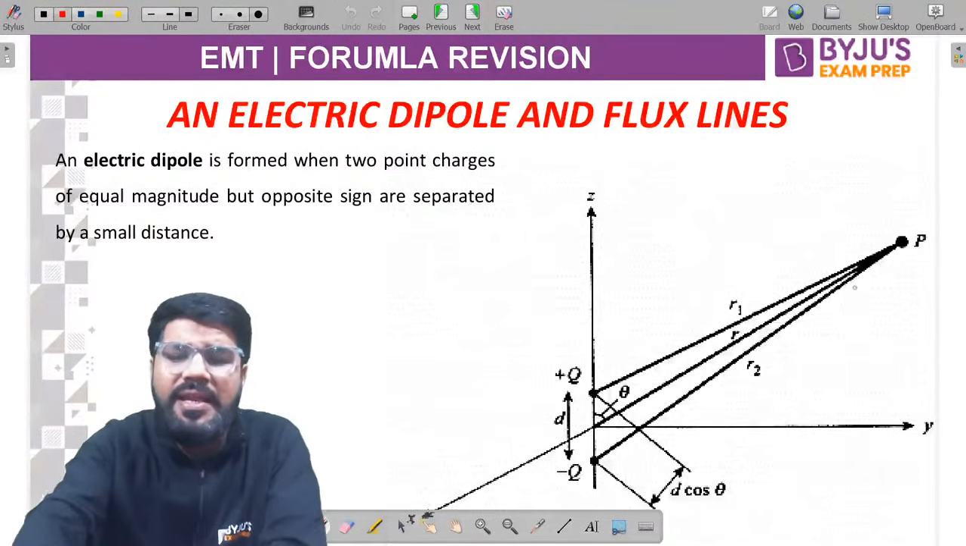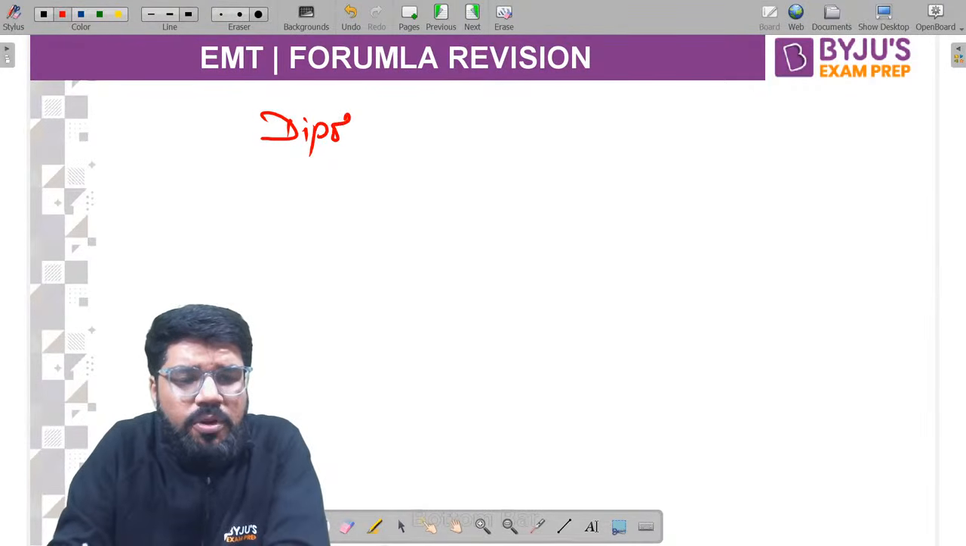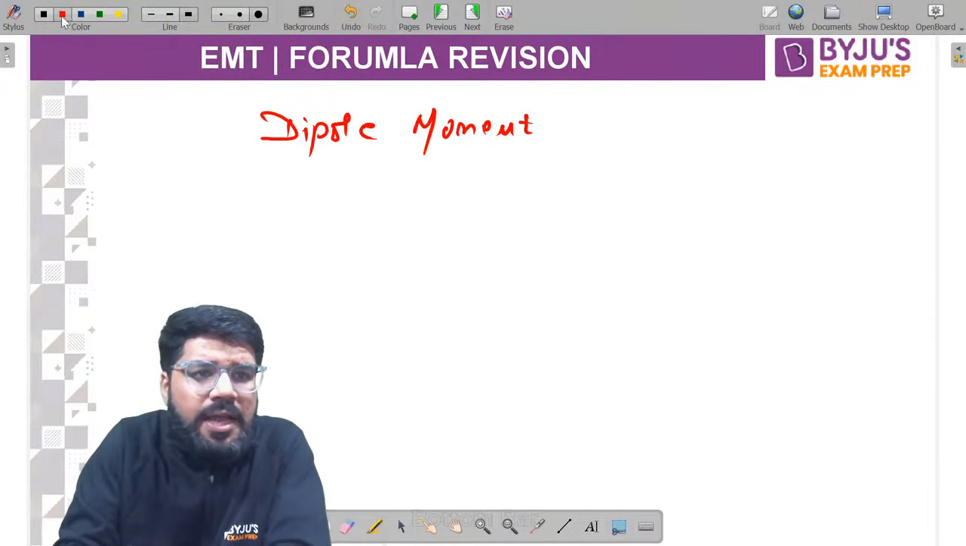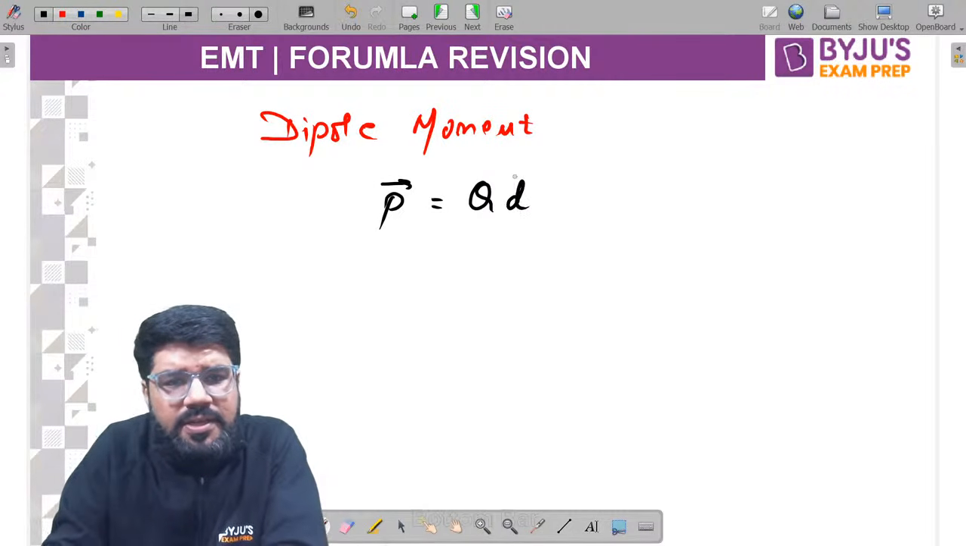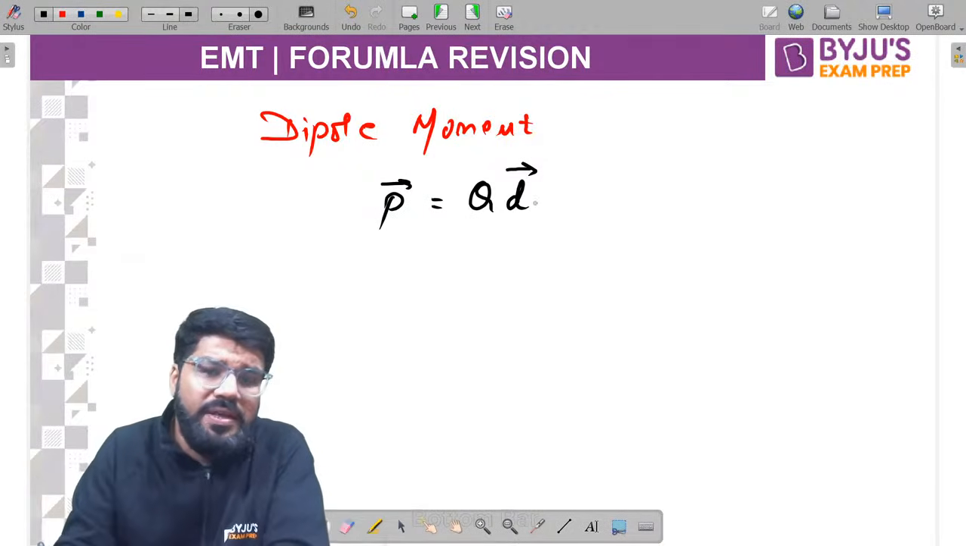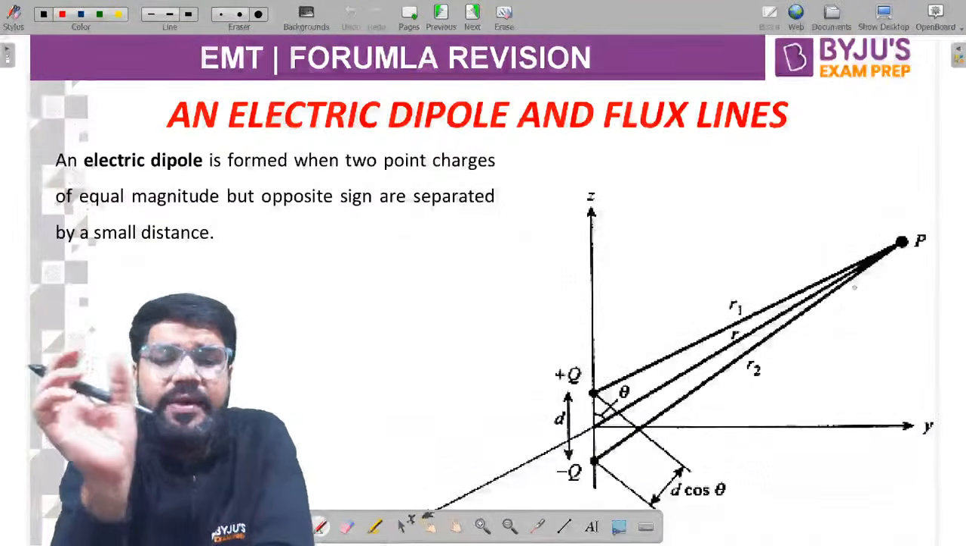Okay, first of all, for any electric dipole, note down its dipole moment. How do we define the dipole moment of an electric dipole? The dipole moment of the electric dipole is simply defined as Qd, where Q is the magnitude of the charge. Which charge, sir?